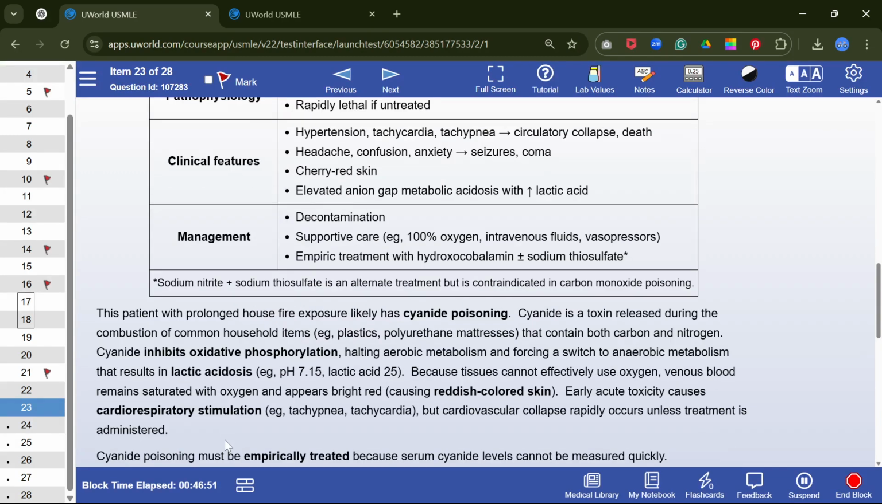This is cyanide poisoning. Do you want me to read the explanation? Yes, please. This patient with prolonged house fire exposure likely has cyanide poisoning.